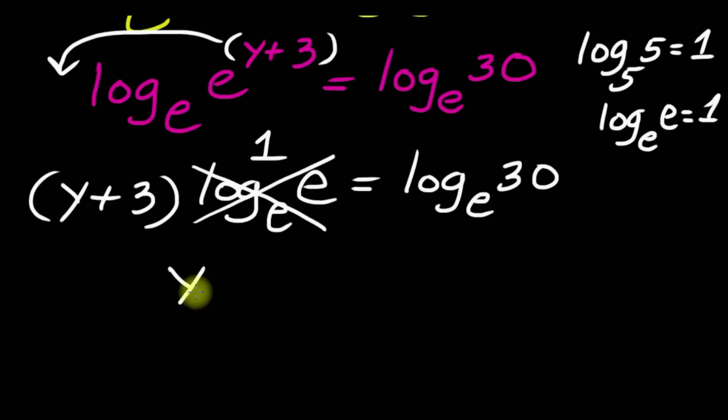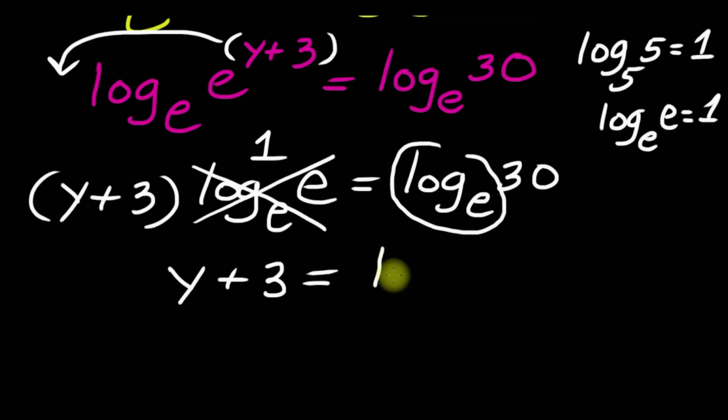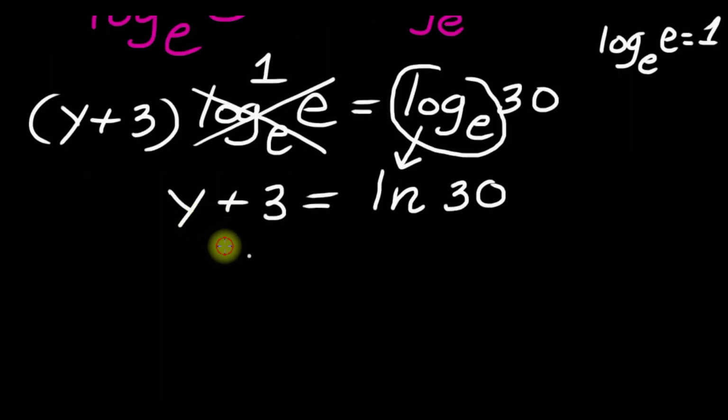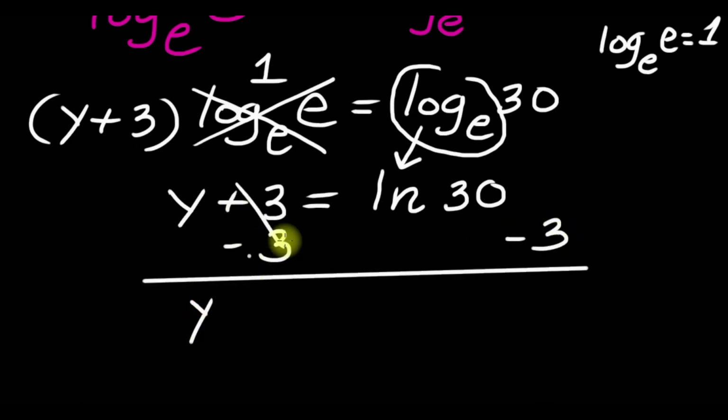Continue with this. Here you have y plus 3. Now over here, log base e is the same as ln. We change it to ln because we can use a calculator to work out ln. So that would be ln of 30. And then to get the y by itself here, you minus 3, minus 3. So y is ln of 30, take away 3.